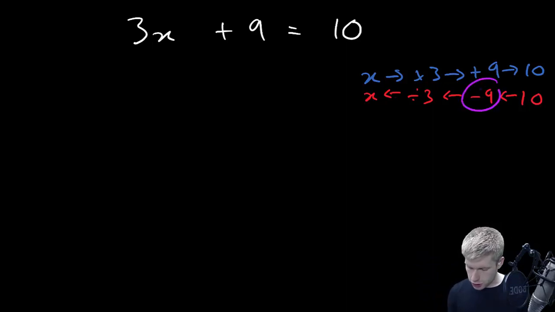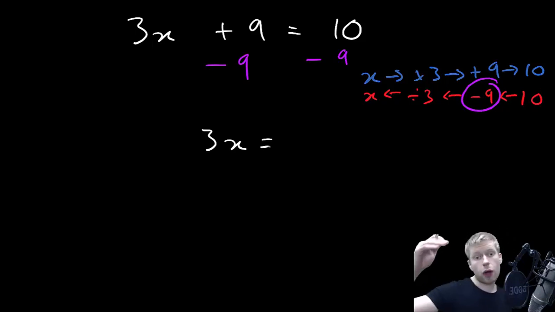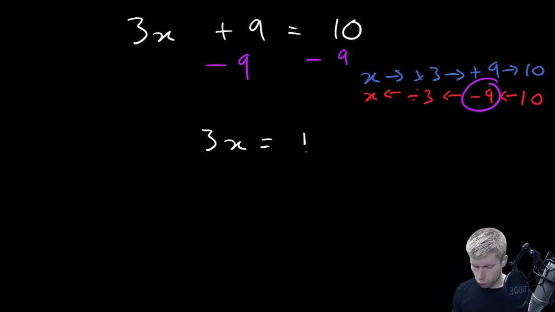So first things first, I should take away 9 from both sides. So if I take away 9 from the left-hand side, I'm just left with 3x. If I take away 9 from the right-hand side, I am left with 1. Then what should I do? Well, it tells me I should divide by 3. So I'm literally just going to divide 3 on both sides.